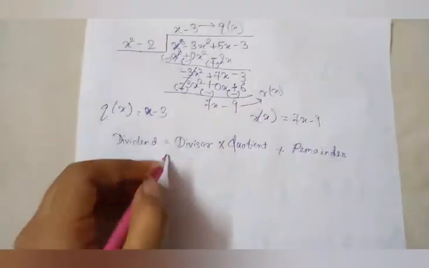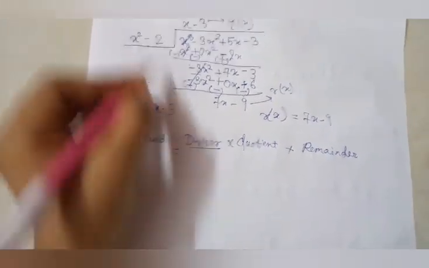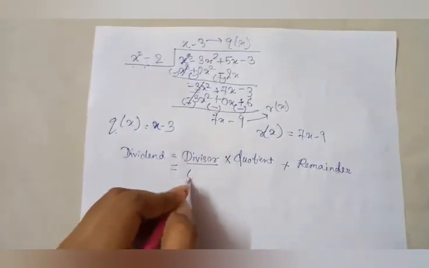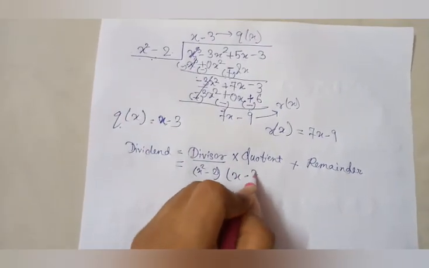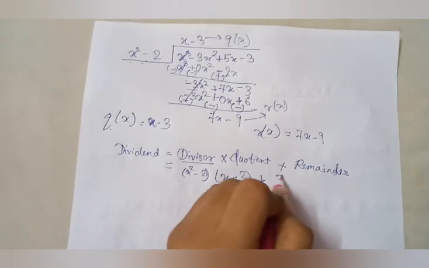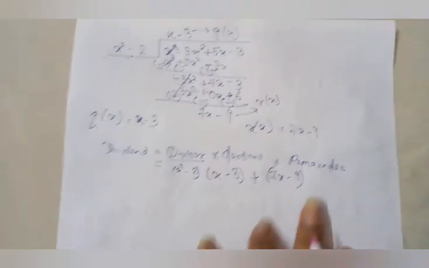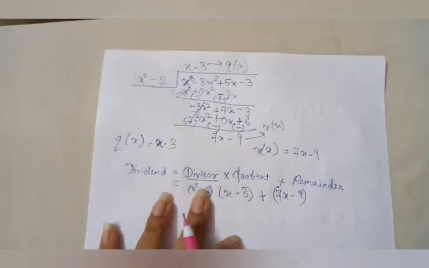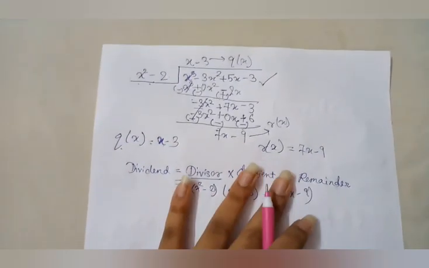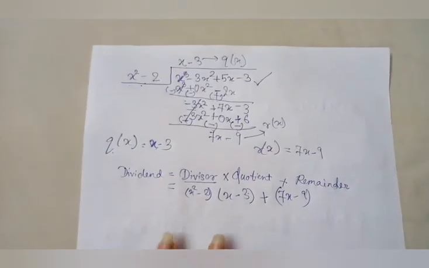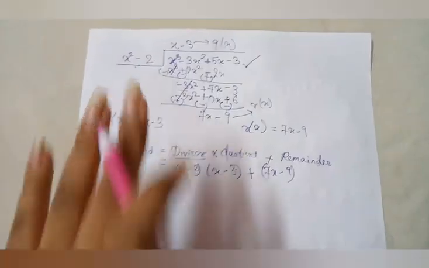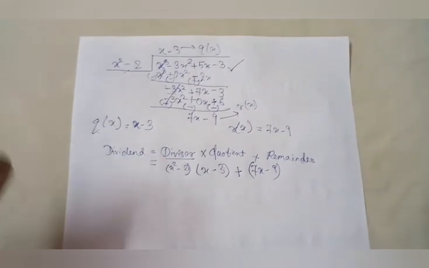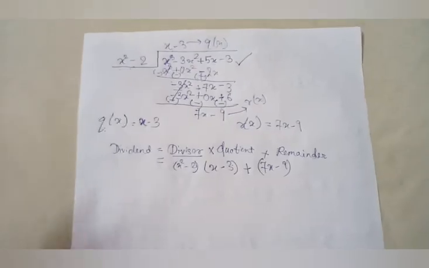And if you put in all the values, your divisor is x square minus 2. We'll keep this here. The quotient is this, as you all know, x minus 3, plus the remainder is 7x minus 9. If you simplify this, you will definitely get this. So you can verify that it is correct. With this you have done your question number 1's first sum, and similarly you have to do the second, third and fourth.